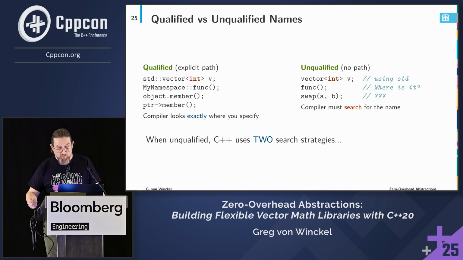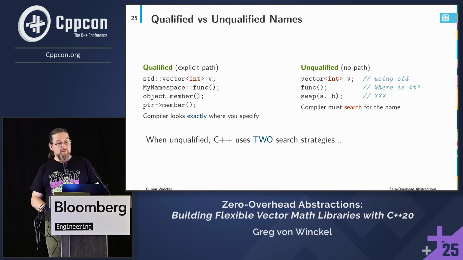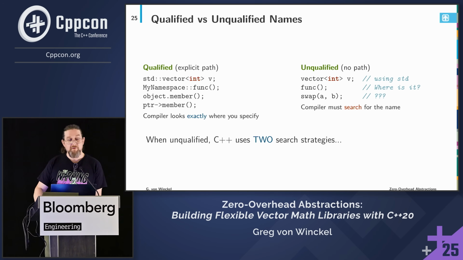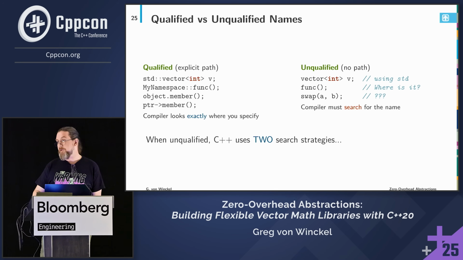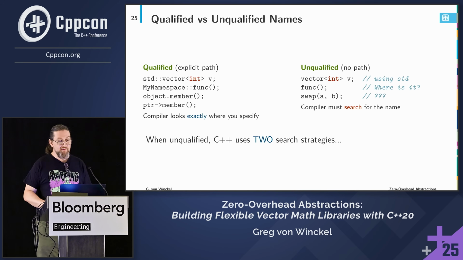So what are qualified and unqualified names? You probably are familiar with things that have a scope on them, like in std or some user namespace, or they're associated with an object as a member function or member variable. These kind of things are qualified.